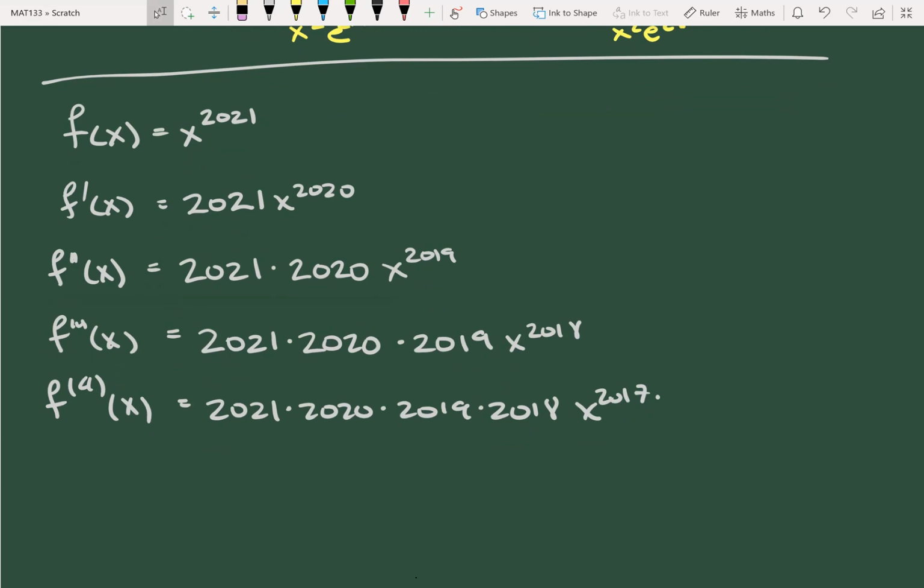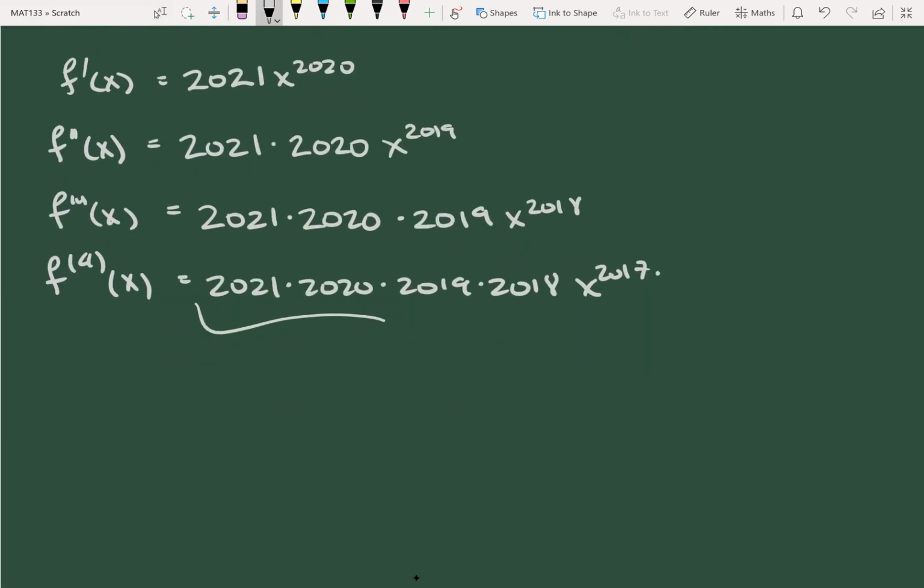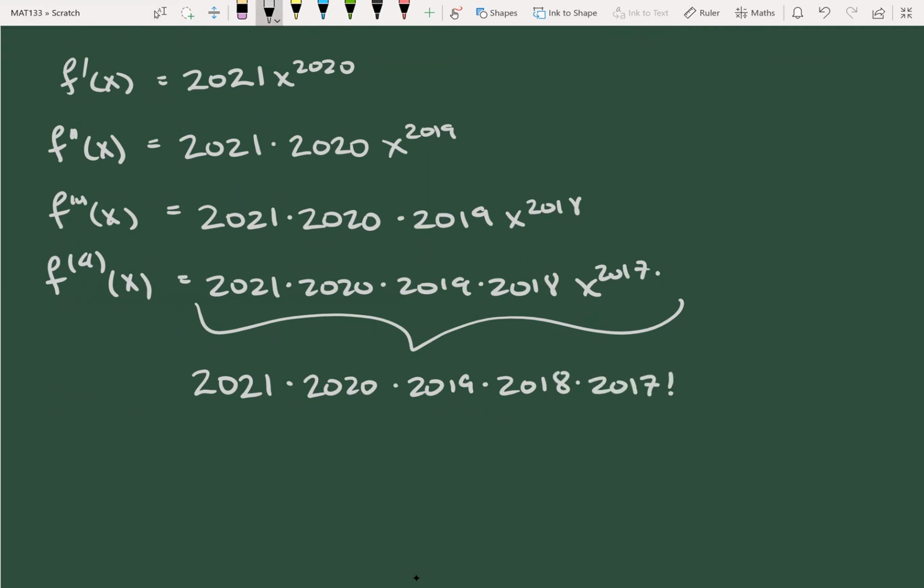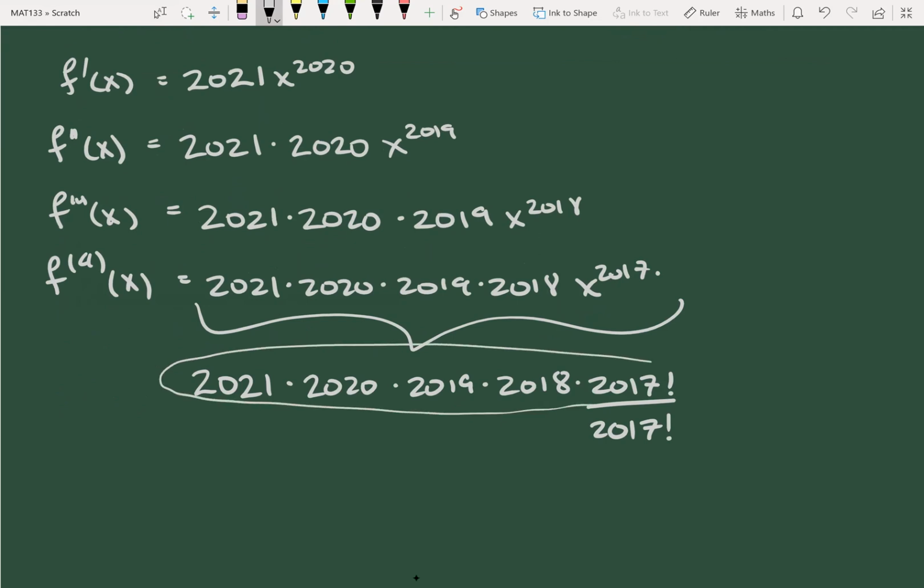So now what we have to do is figure out a way of writing that in terms of factorials. Let's look at this thing in particular. Hopefully what you guys see is this is 2021 times 2020. This isn't obviously the only way to see it, but let me write it like this: 2021 times 2020 times 2019 times 2018 times 2017 factorial divided by 2017 factorial. The reason I've done it like this is that I'm going to be able to simplify this numerator into 2021 factorial divided by 2017 factorial.